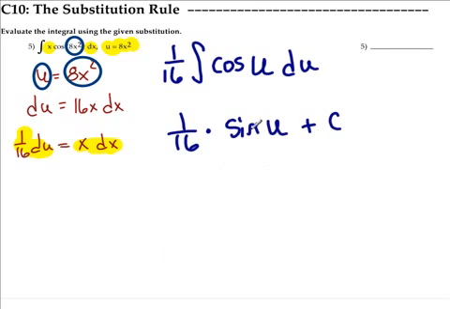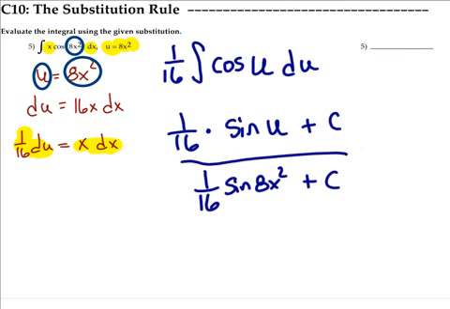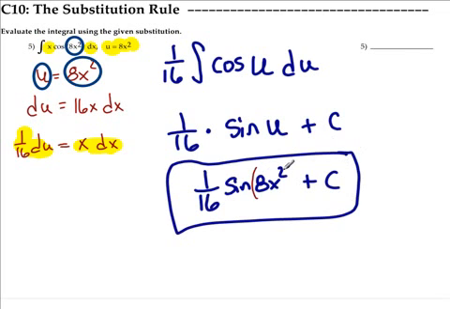All right, so now we just resubstitute back u. So u is 8x squared, so I could write 1/16 sine of 8x squared plus c, and that's all we need. If you want, for clarity, we can put parentheses here. And maybe we should. We'll pause here for questions.